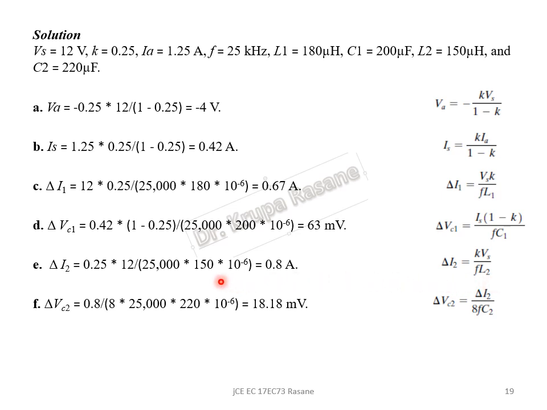Next, you're supposed to find the ripple current delta I2 equal to K Vs upon F L2. Substituting the values, I'll be getting the answer delta I2 equal to 0.8 amperes.